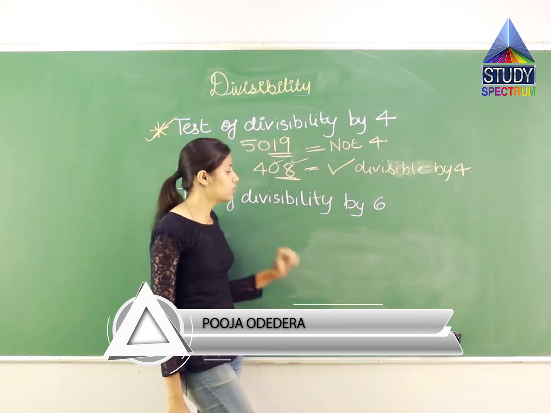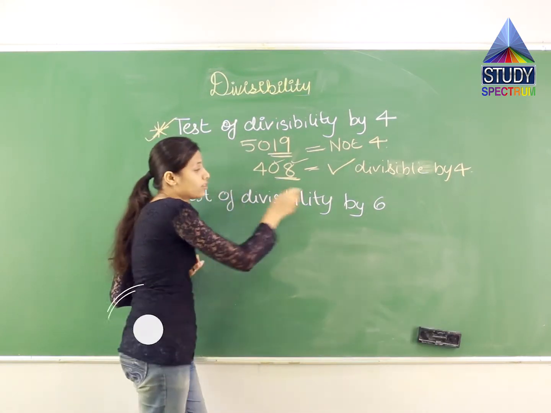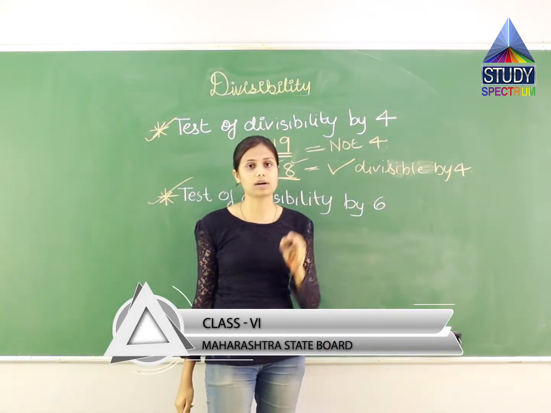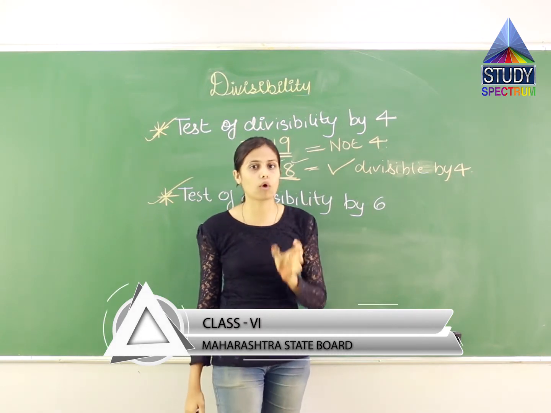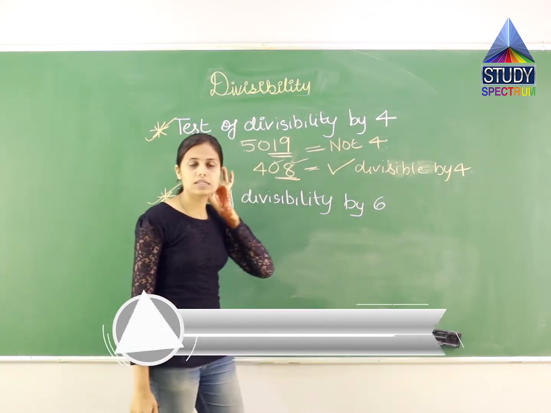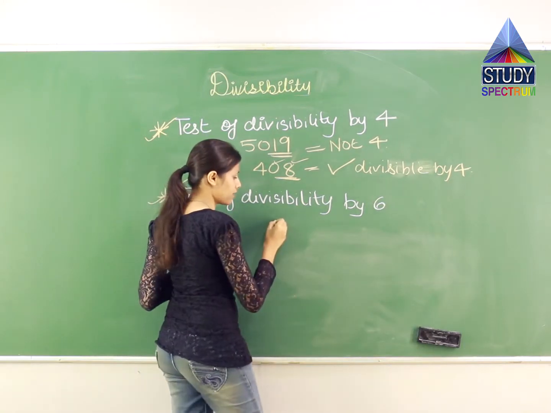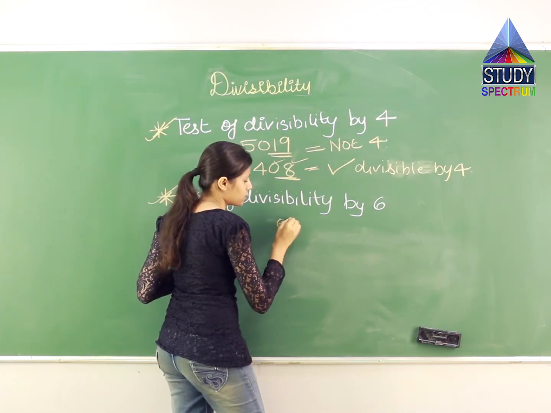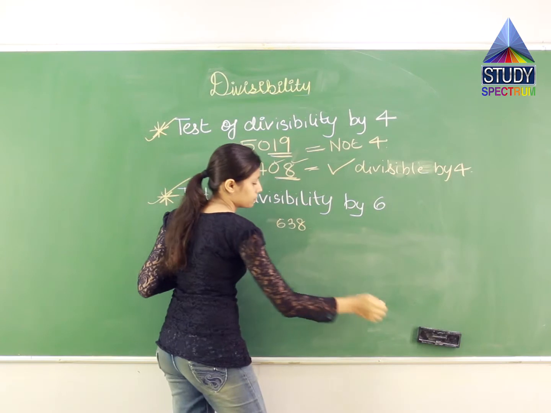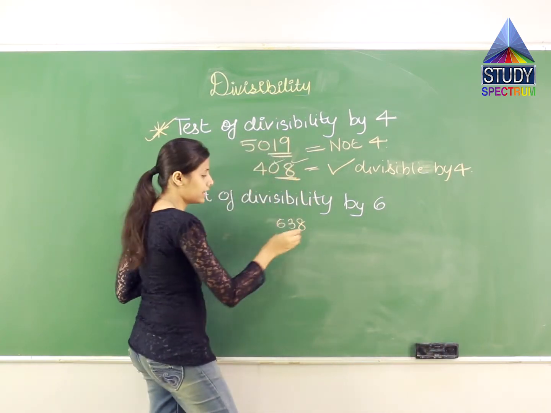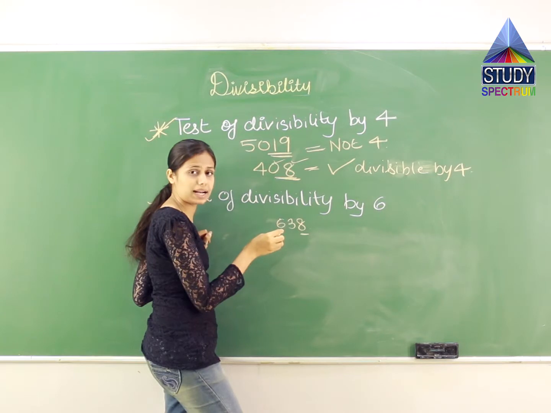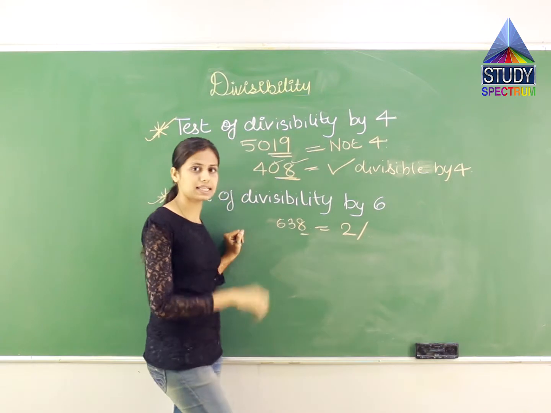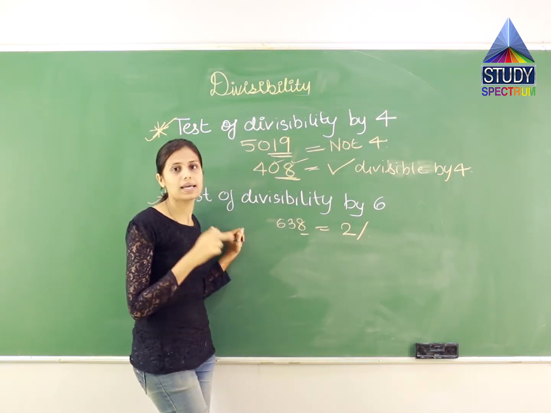Now we will move on to test of divisibility by 6. This is a simple test. If the number is divisible by 2 and 3 both, then it is divisible by 6. Suppose I say a number like 638. This number is divisible by 2, right? Because it has an even number at the end. So it is divisible by 2. Now if this number is divisible by 3, then I can say that this number is divisible by 6 also.